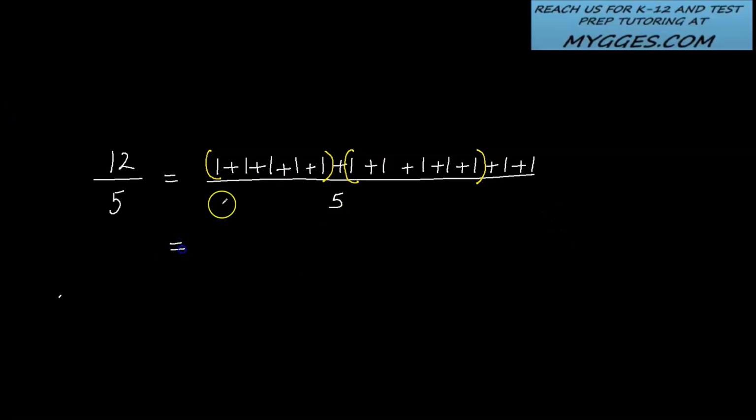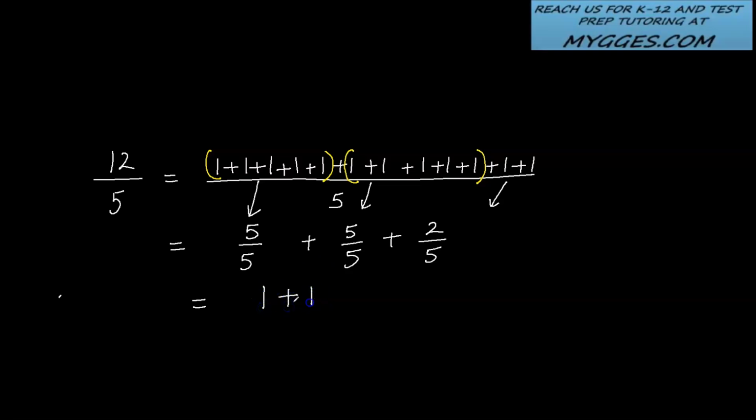Now let's split all these groups. So we can write 5 over 5 for this one, then again 5 over 5, and for this one it would be 2 over 5. And we know that 5 over 5 is 1, so we can write that as 1. Same way for this 5 over 5, 1. And then 2/5, we have to keep the same. Now 1 plus 1, as we know, we can just add the whole numbers together. So 2 plus 2/5, and that can finally be written as 2 and 2/5.